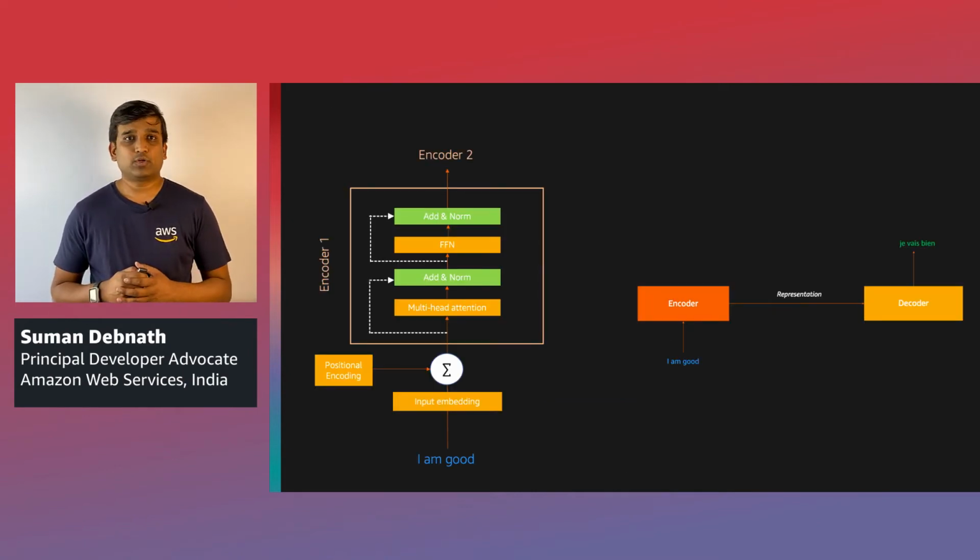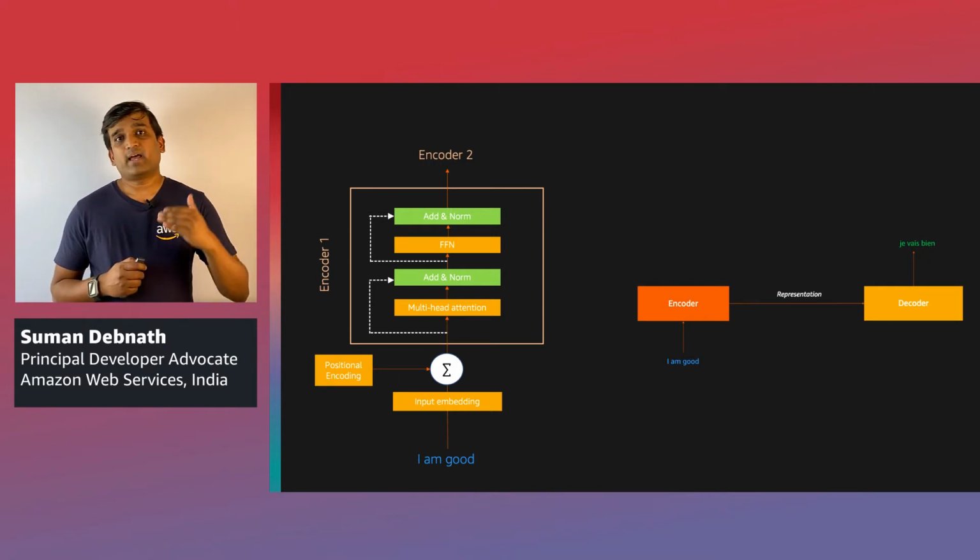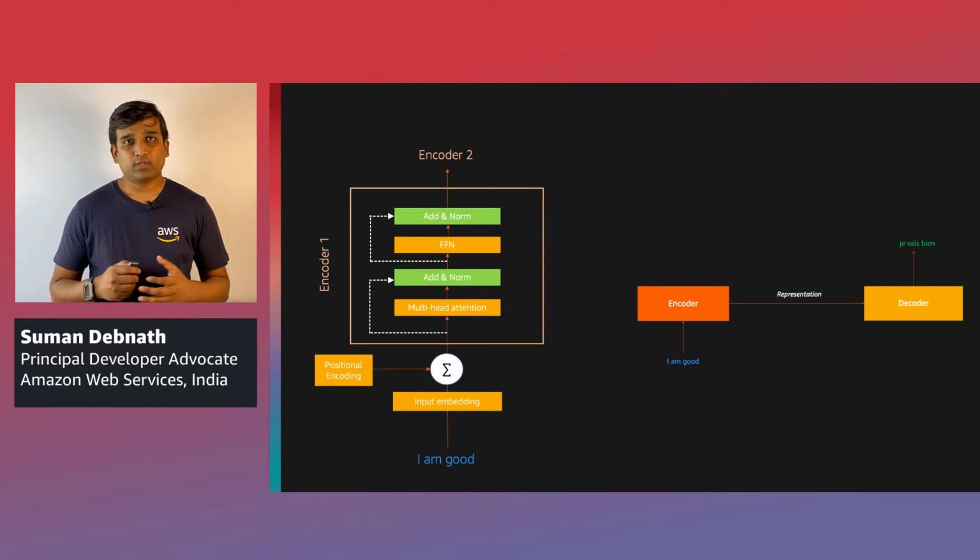Here, the stack shows 2 encoders and only encoder 1 is expanded. We can stack n number of encoders one above another, and the output, that is the encoder representation obtained from the final encoder, that is the topmost encoder, will be the representation of the given input sentence.